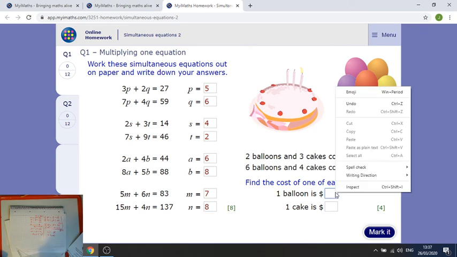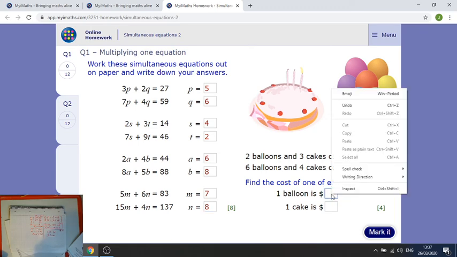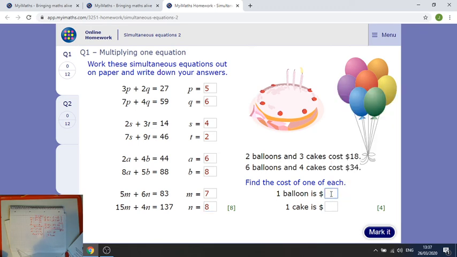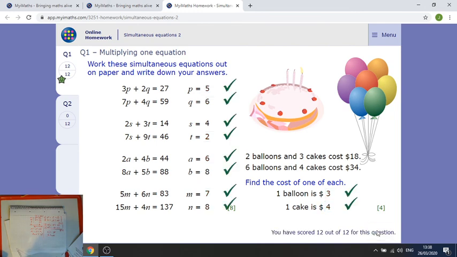So b equals 3, the cost of one balloon is $3, and one cake is $4. That's pretty expensive for balloons. They better be good. Okay, so let's mark that, and lo and behold, 12 out of 12, very satisfying.